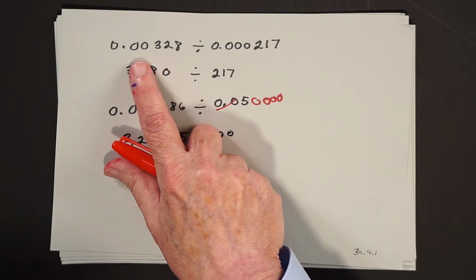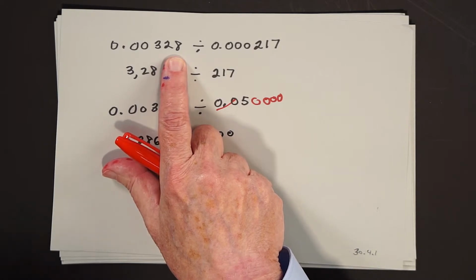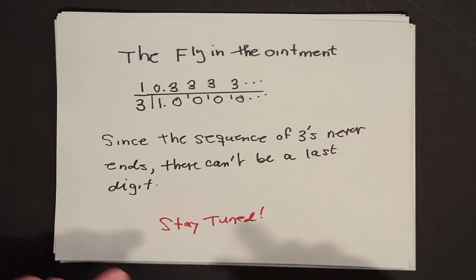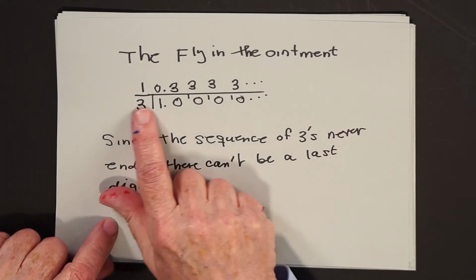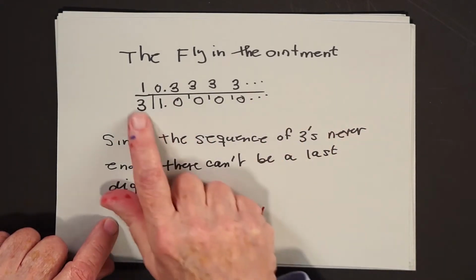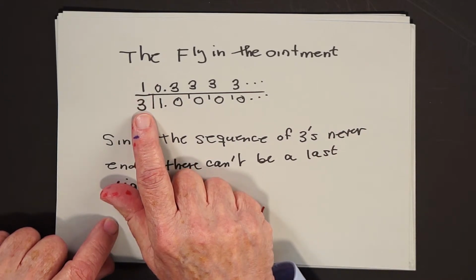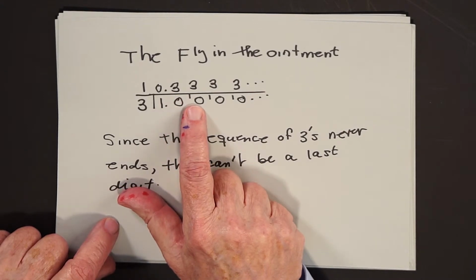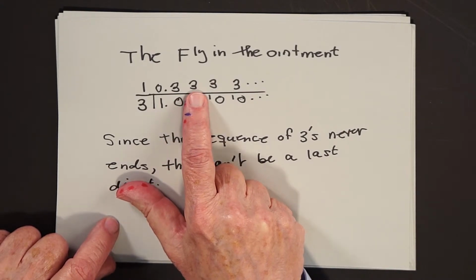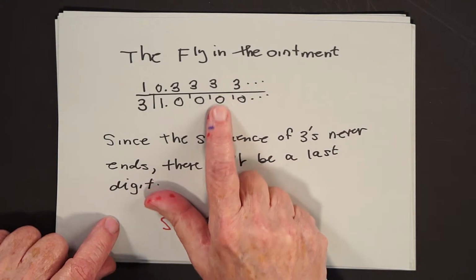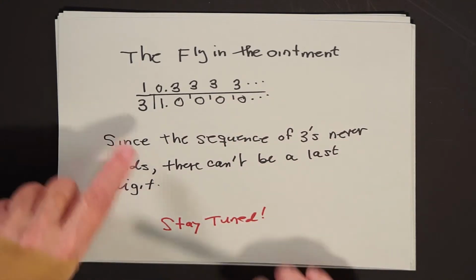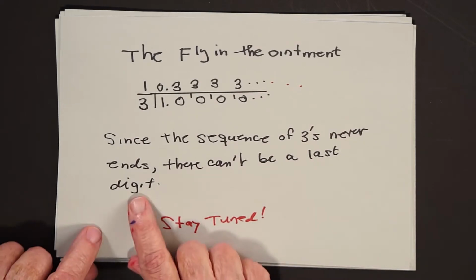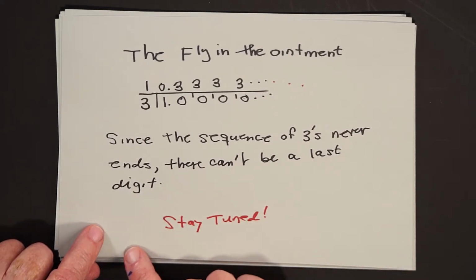See, over here we said what? Count the total number of digits to the right of the decimal point. What happens is, in some division problems, there won't be a digit furthest to the right. Suppose you were to look at 1/3, 1 divided by 3. 3 goes into 10 3 times with a remainder of 1. This is going to go on forever. And since the sequence of 3 never ends, there can't be a last digit.